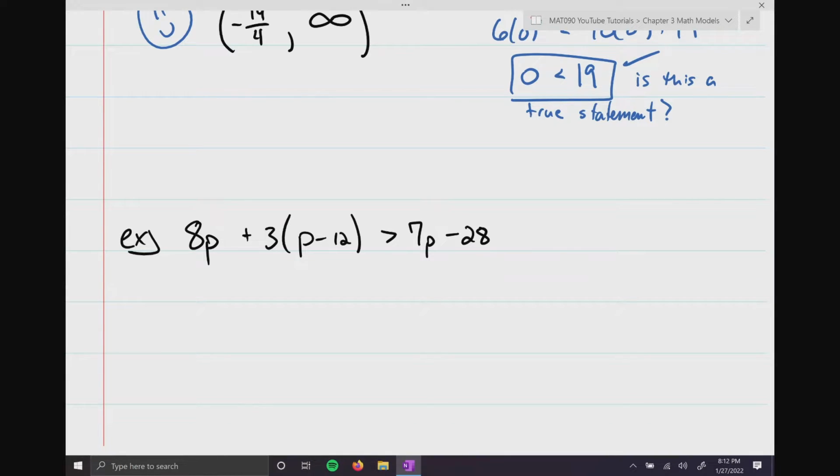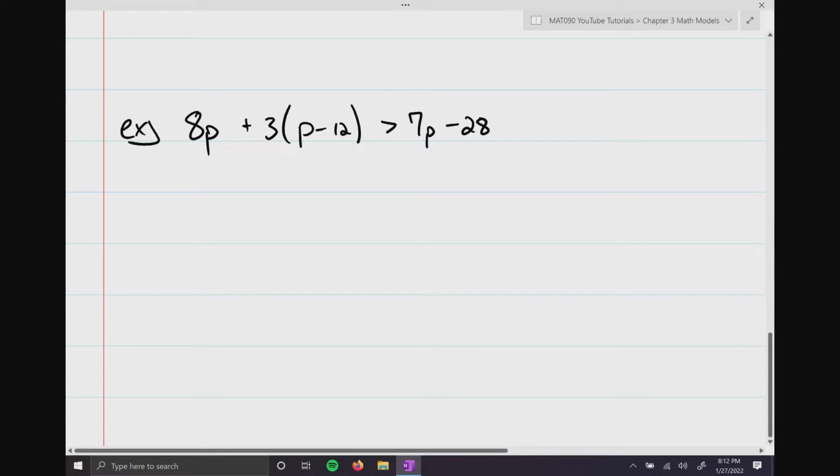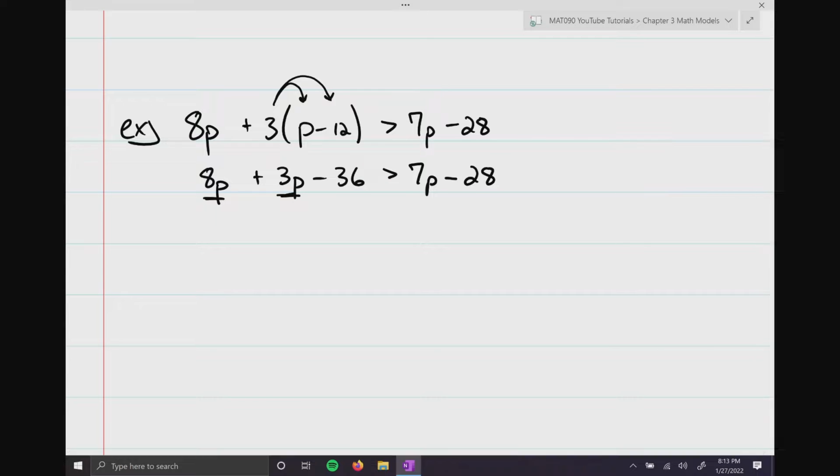So I'm going to first look for fractions. I don't see any. Step 2, look for parentheses. I definitely have that. So I'm going to just distribute. That's going to give me 8p plus 3p minus 36, which is greater than 7p minus 28. Now I look for anything on the left-hand side to combine. I can definitely combine the 8p plus the 3p. So 8 plus 3 is going to be 11p minus 36, which is greater than. Then I do the same thing on the right, and there's nothing that I can combine on the right.